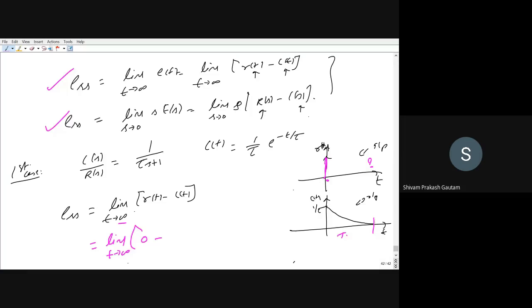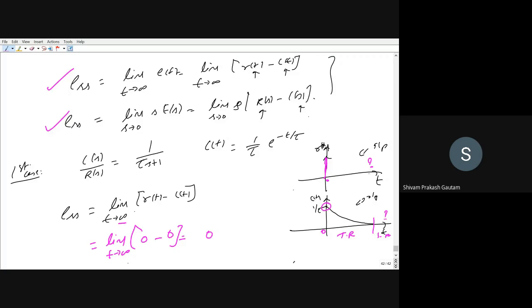This is our transient response, and this is our steady state. At t equal to 0, what is the value of c(t)? 1 by tau. Why 1 by tau? 1 by tau is only at 0. 1 by tau is the value at where? At 0. What is the value at infinity? I have put a question mark also here. You can check. 0. Correct. So you can see 0 minus 0, so e_ss will be equal to 0.